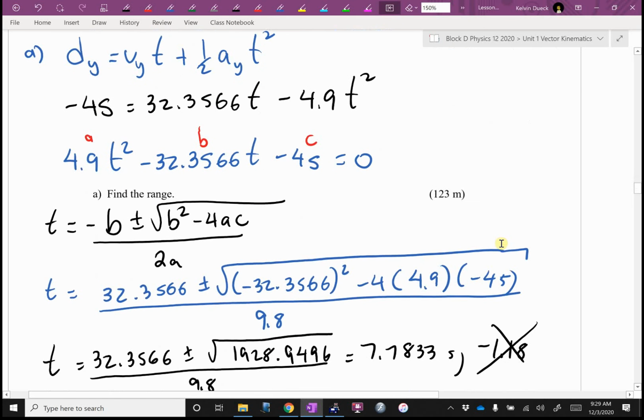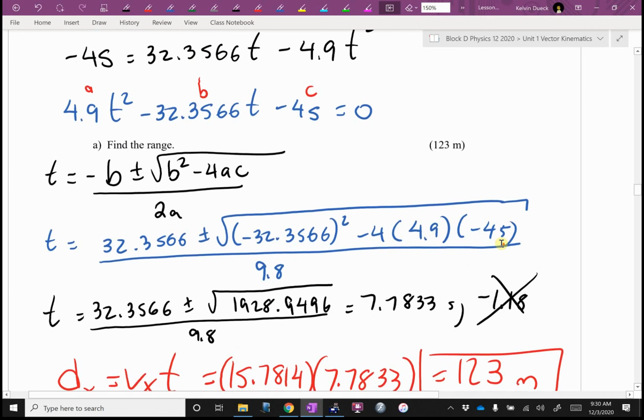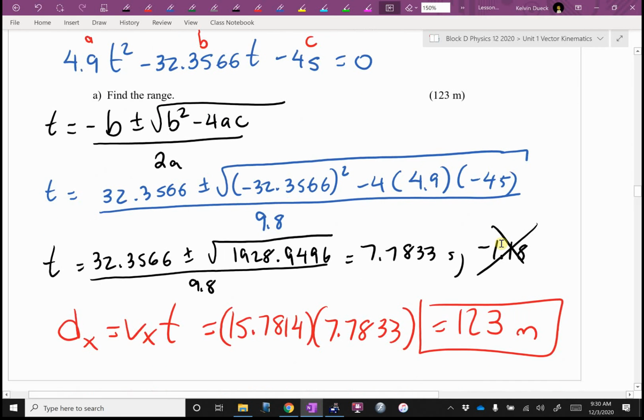Last year, when you missed the negative, you ended up trying to take the square root of a negative and you always got an error. Not necessarily this time. Sometimes. Depends on what numbers I use.